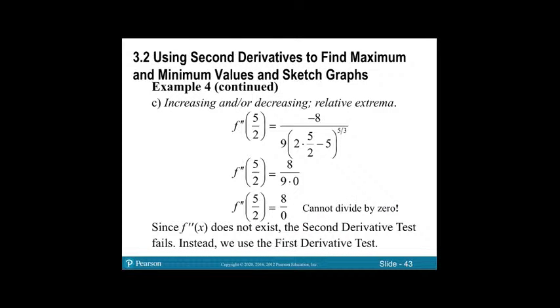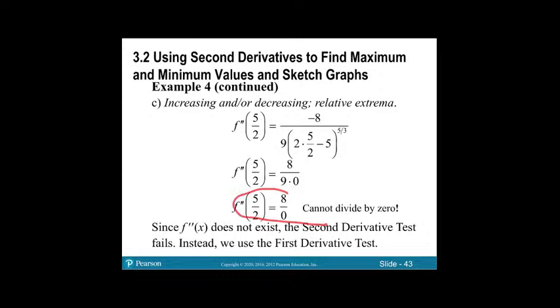So then we want to see, is it increasing, decreasing, or do we have any extrema? We can't divide by 0. We got the same thing. So since it doesn't exist, the second derivative test fails. Instead, we use the first derivative test. Okay. So we got the same thing. We got this does not exist, or dividing by 0.